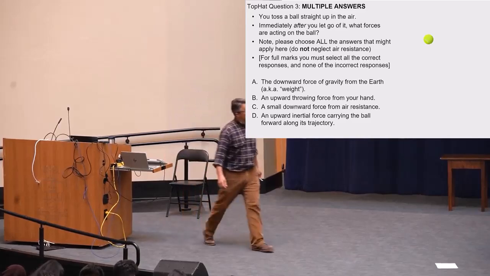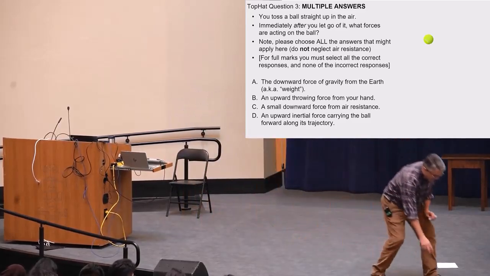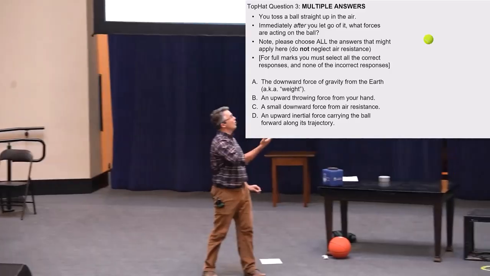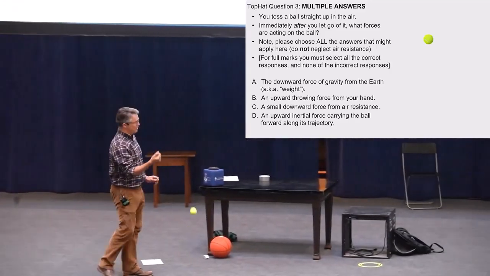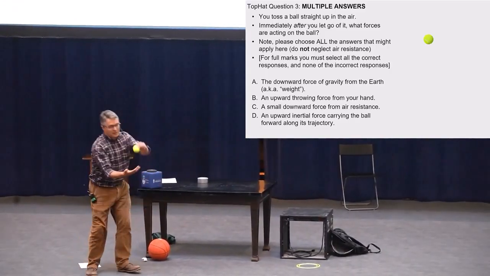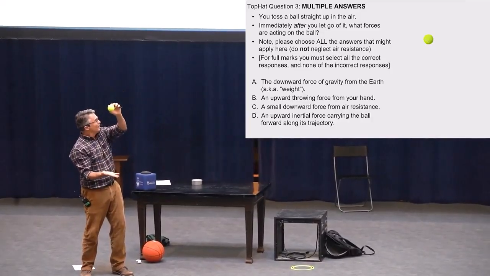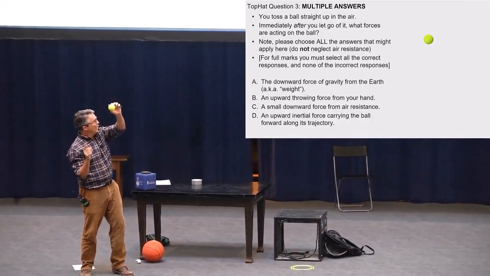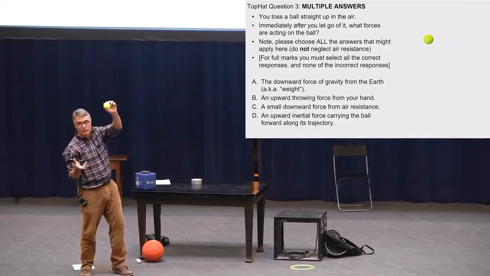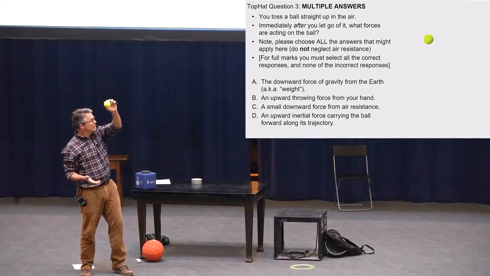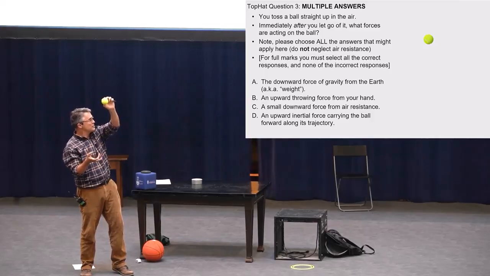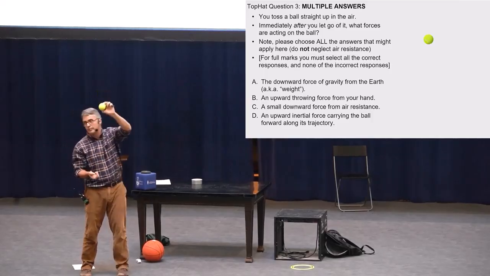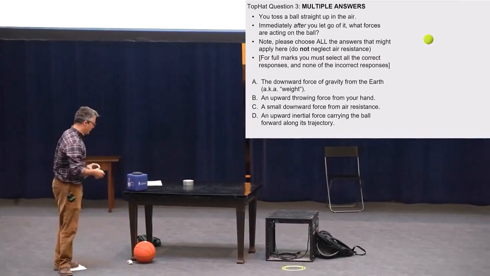So I toss the ball straight up in the air, and again, immediately after I let it go, what forces are acting on the ball? So when it's on its way up, okay? A, the downward force of gravity from the earth, which we call weight. B, an upward throwing force from my hand. C, a small downward force from air resistance. D, an upward inertial force carrying the ball forward along its upward trajectory.